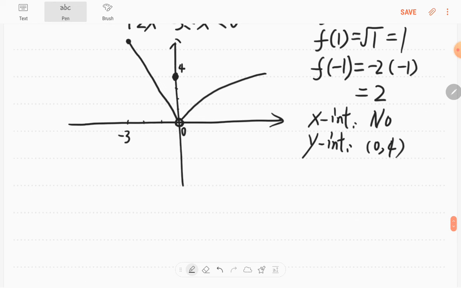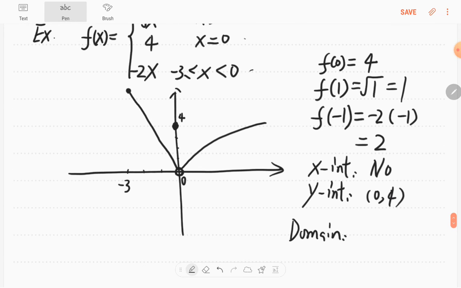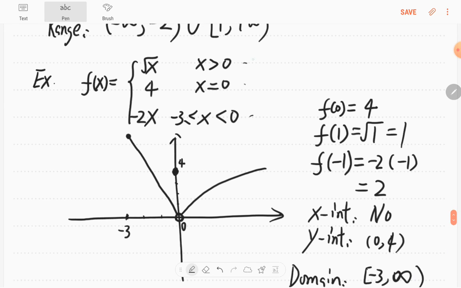What is the domain? From the graph, it's starting from this point. This point corresponds to negative 3. Then we can continue forever, right? So it's from negative 3 to 0 to infinity. We can also combine the x range for each part. It's from negative 3 to greater than 0 forever, right? So it's negative 3 to infinity.